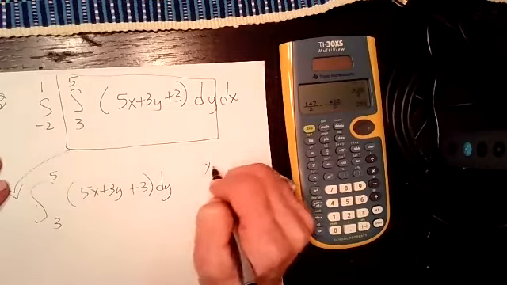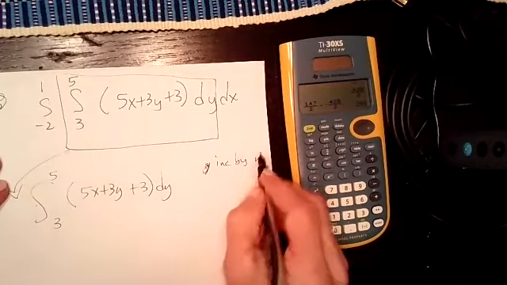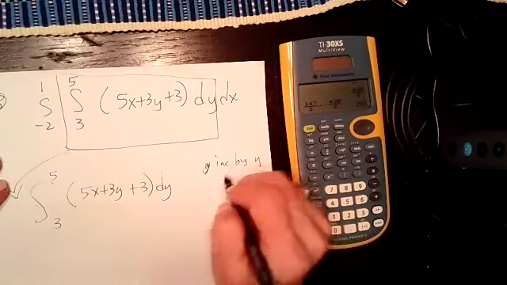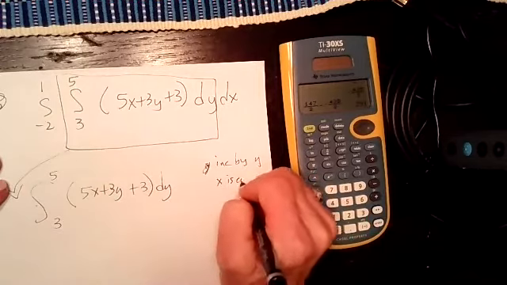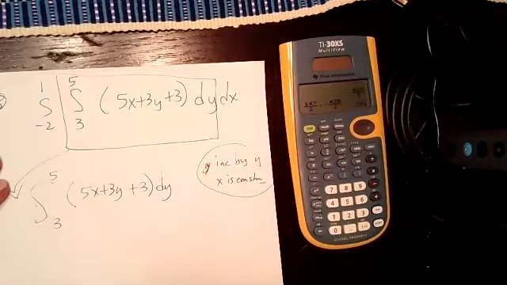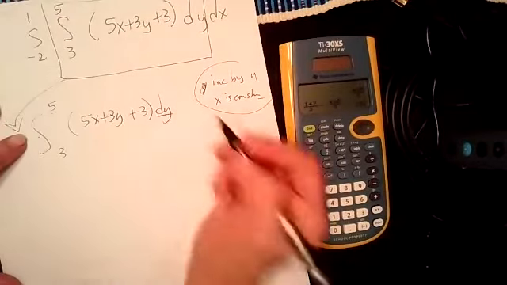Y, I'm increasing by y, right? That's my variable term, y squared over 2, or constant times y, and x is constant. Those are just things I tell myself in my head. Okay, don't laugh. All right, so I'm increasing each term by y.